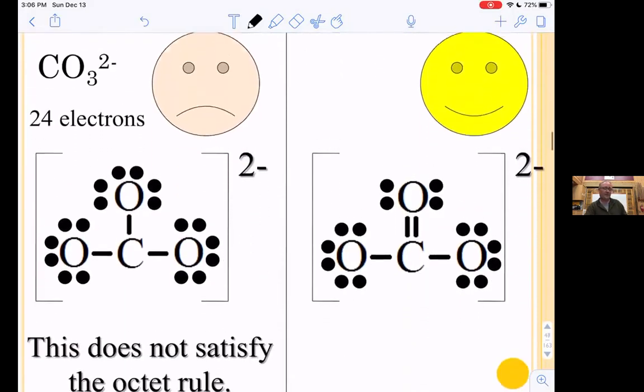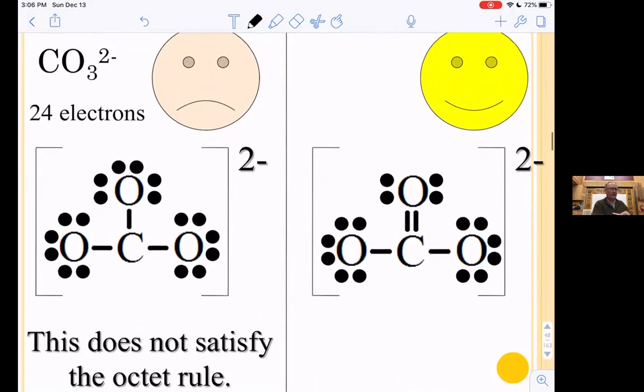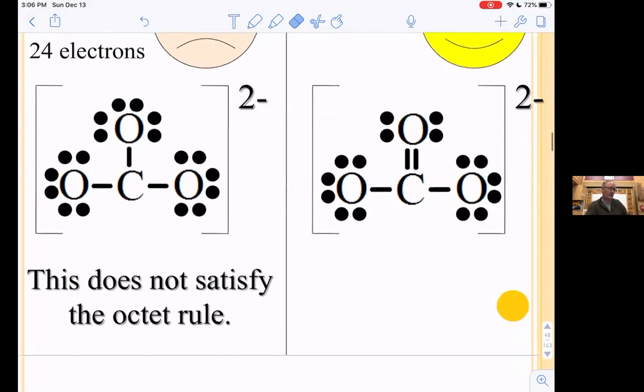Look, smiley, frowny. Okay, there we go. This one down here on the bottom, they didn't even finish drawing all their electrons. It doesn't meet the octet rule, with carbon only having 6 around it. So don't do this. Make sure you check that each one of the atoms actually has 8 electrons around it.